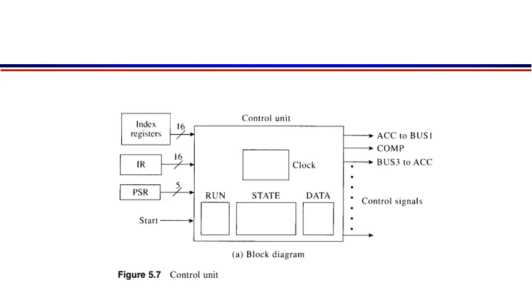The other input that will be given to the control unit is the processor status register. We know that there are 5 bits in the processor status register: carry, negative, overflow, interrupt, and 0. The information about these bits will also be given to the control unit, and the control unit will generate different control signals depending upon the status of the processor.